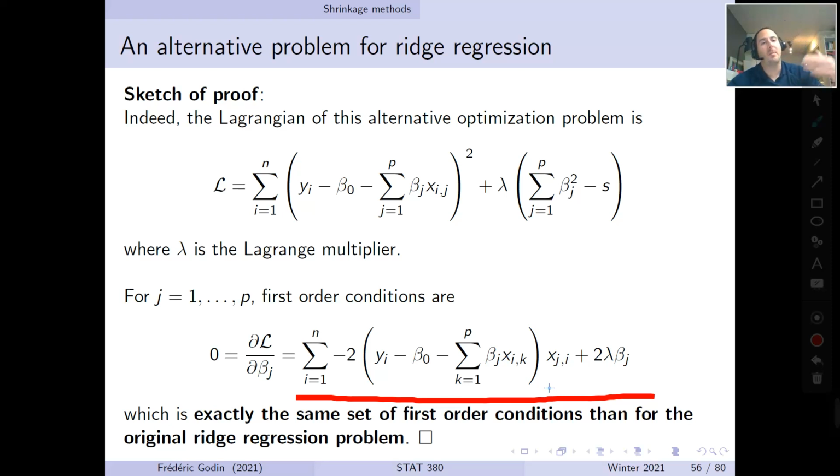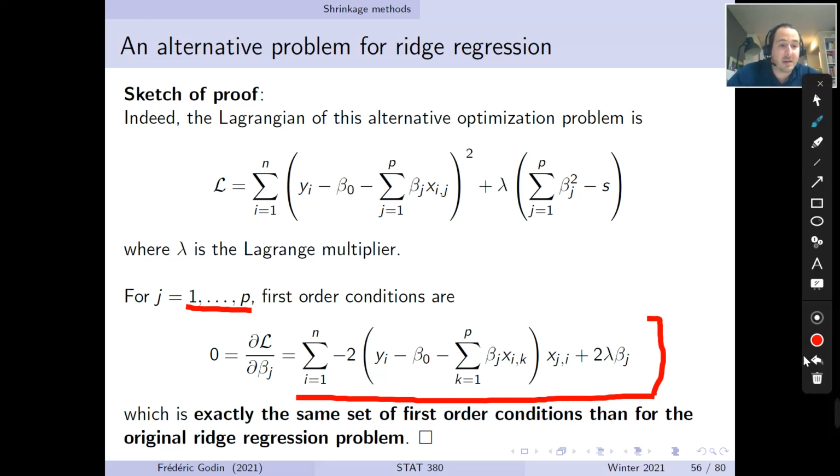So if you go back in your slides, again, feel free to click pause here and go back to the previous slide. But you can see that this entails a system of equations for all values of j in 1 to p. And this system of equations is exactly the same system of equations you had for the ridge regression. So if both problems solve the same system of equations, well, again, the solution must be exactly the same. Okay, so this completes the sketch of proof.